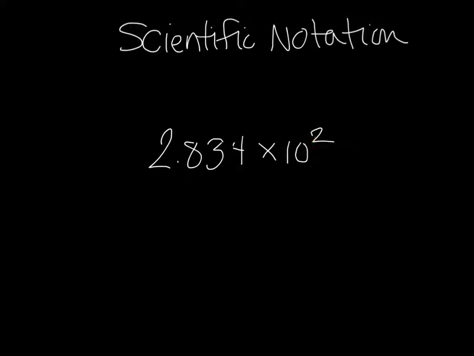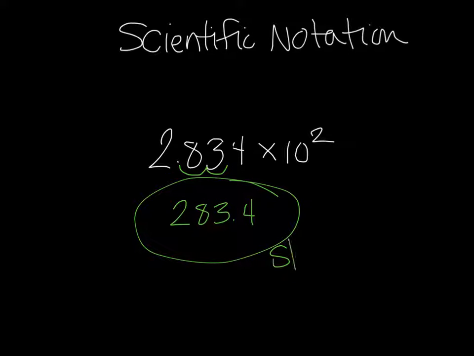If it's positive, you're going to move the decimal to the right to make the number bigger. You'll see instead of a 2, it's a 283. If this is negative, you'd move it to the left so that it'd be smaller. It'd be 0.02. Since this one is a positive 2, we're going to move it to the right. And so if we move it to the right 2 places, we get 283.4. And that's what that number really is.